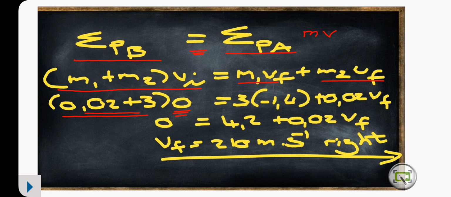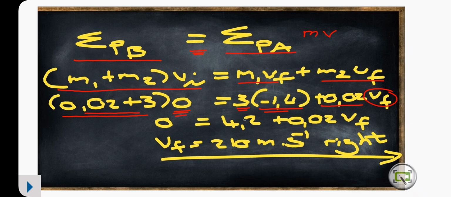On the right hand side, they gave us the mass of the rifle and we have the velocity of the rifle. Then again, the mass of the bullet, and we have to calculate the velocity of the bullet. And then it is just a little bit of algebra. The left hand side becomes 0. 3 times negative 1.4. There we go.